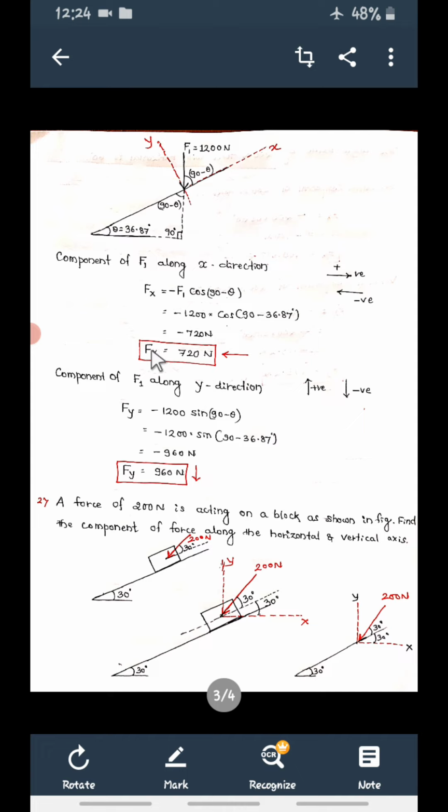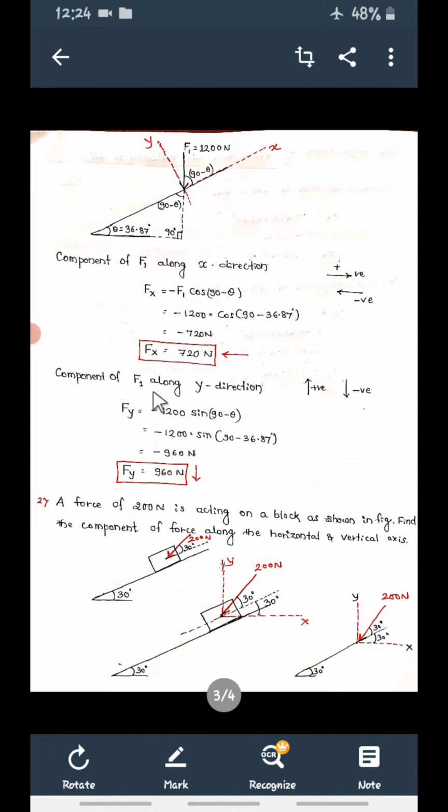Remove the minus sign, so Fx is equal to 720 Newton. Minus means this direction, so remove the minus sign and show the direction. Plus means in this direction, minus means in this direction. So without the minus sign it is 720 Newton, and this is the direction. This is the component of F1 along x direction.